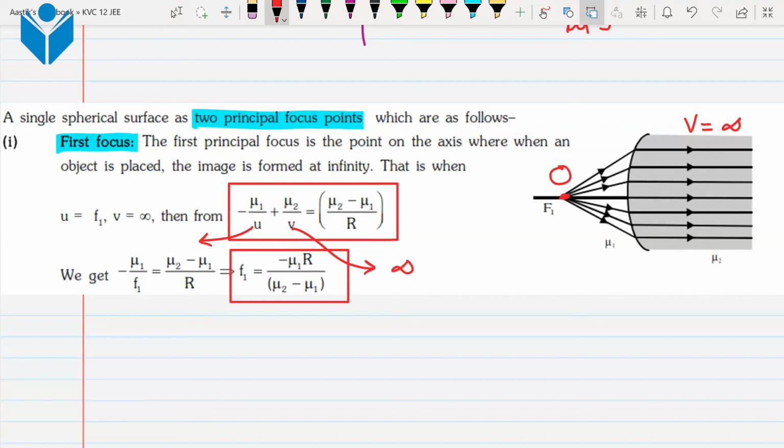Can I have some raised voices? If you place an object at the first principal focus, the image is formed at infinity. Do we understand this? I'll give you 2 minutes to note it down. This is the first principal focus of any refracting surface. You will not find it anywhere else. You just note it down.